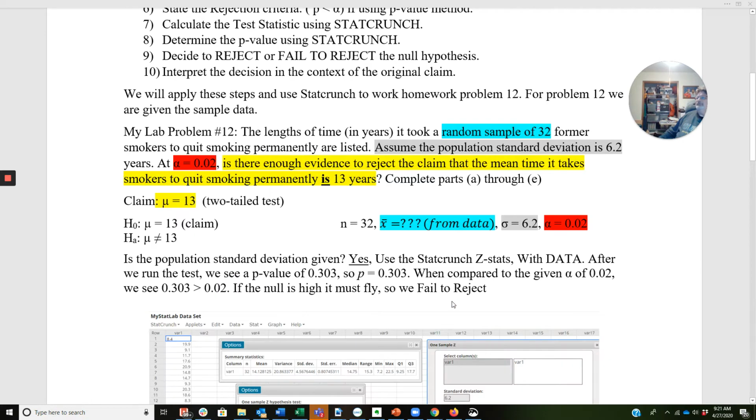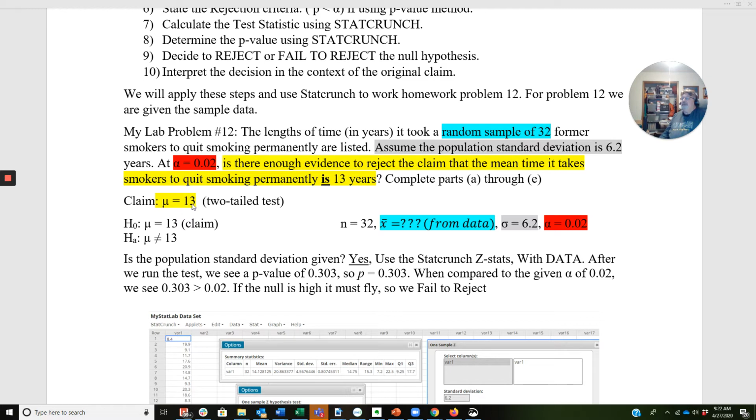So if we come on down here, we'll see, here's the problem. The length of time in years it took a random sample of 32 former smokers to quit smoking permanently are listed. Assume the population standard deviation is 6.2. At alpha equals 0.02, is there enough evidence to reject the claim that the mean time it takes smokers to quit smoking permanently is 13 years? Notice I put the word is in bold and underlined it. That is the same as saying equal to. So this is my claim that mu equals 13.